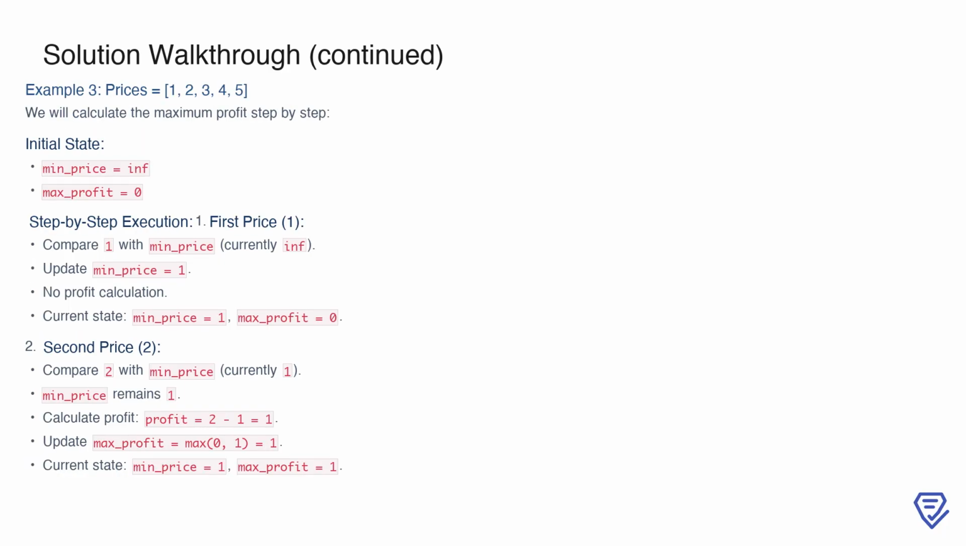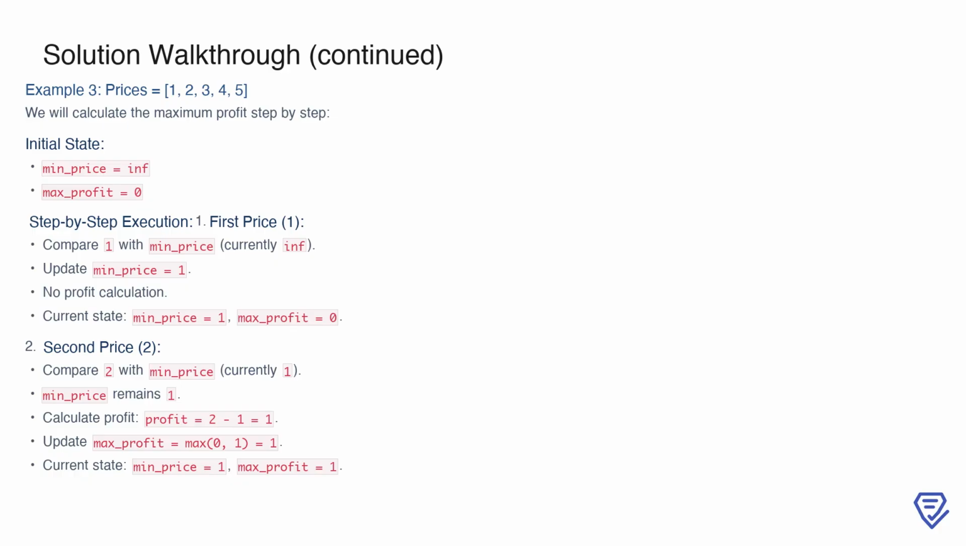In the third example, the prices are 1, 2, 3, 4, 5. Initially, min_price is set to infinity and max_profit to 0. On the first day, the price is 1. We compare 1 with min_price, which is infinity, and update min_price to 1. No profit is calculated since this is the first day, leaving the state as min_price equals 1 and max_profit equals 0. On the second day, the price rises to 2.